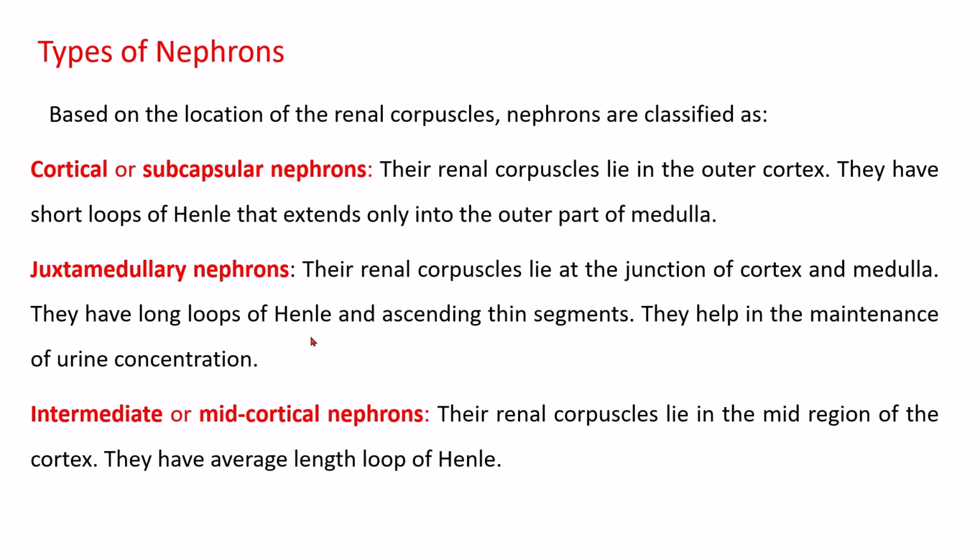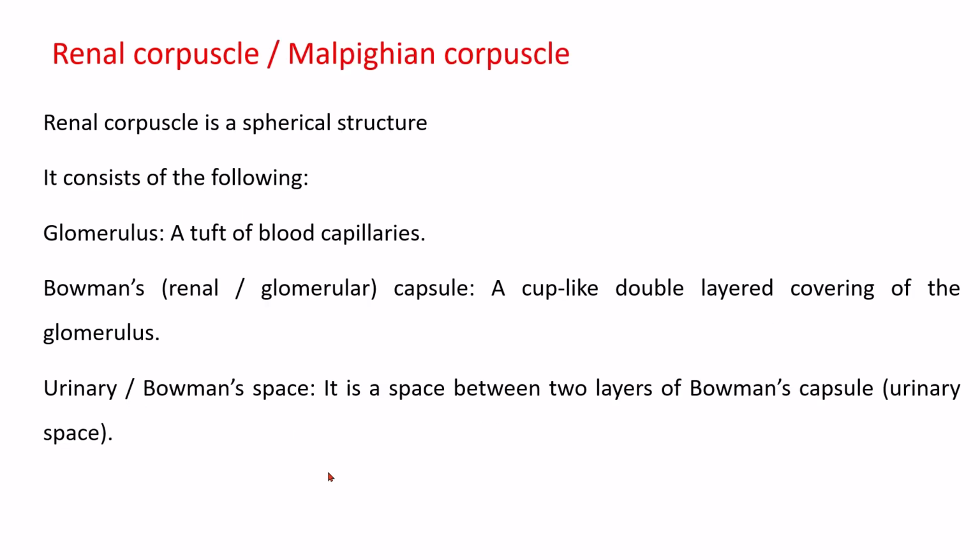Juxtamedullary nephrons, their renal corpuscles lie at the junction of cortex and medulla. They have long loops of Henle and ascending thin segments. They help in the maintenance of urine concentration. Intermediate or mid-cortical nephrons, their renal corpuscles lie in the mid-region of the cortex. They have average length of loop of Henle.